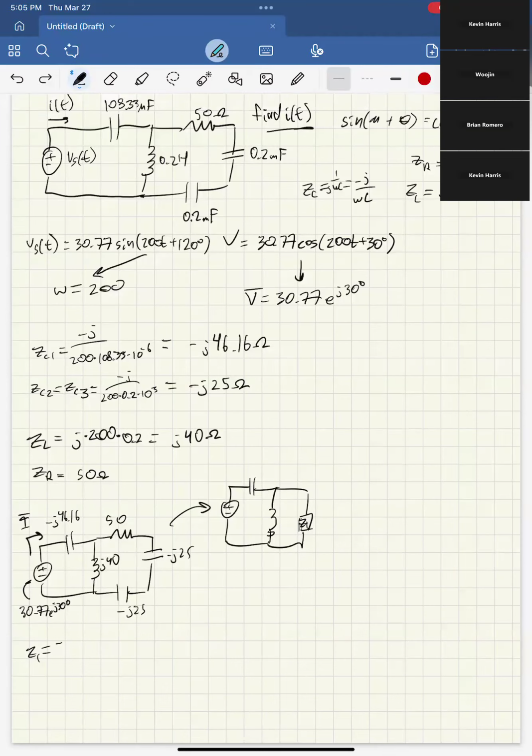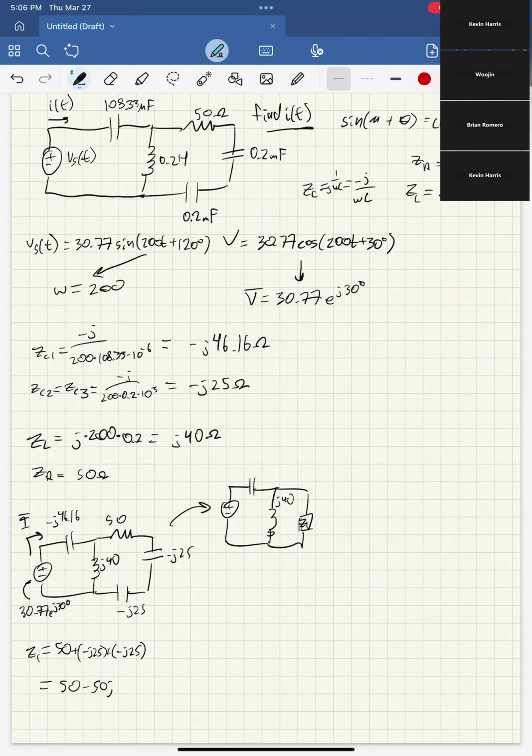So it's literally just 50 plus negative J25 plus negative J25, just the same way you do resistors. So this becomes 50 minus 50J, right? And then we look at this and we say, oh, wow, these two are in parallel. This was J40 and this is Z1. So then we'd have these two things in parallel.